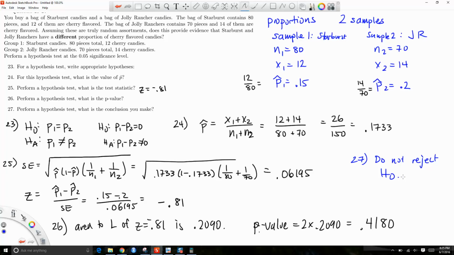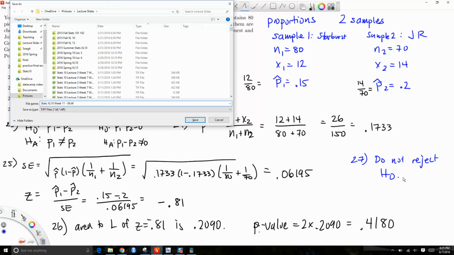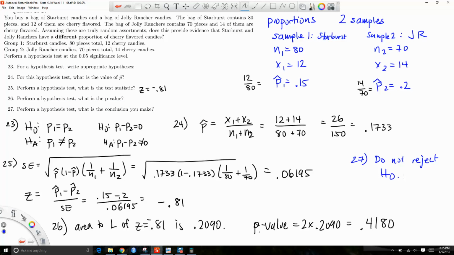And what does that mean? That means we don't have evidence that there are different proportions of cherry-flavored candies in Jolly Ranchers and Starburst candy bags. Because our p-value is too big, right? It's saying if these were just random samples, you tear open a bag of Jolly Ranchers and you go, how many cherry candies?